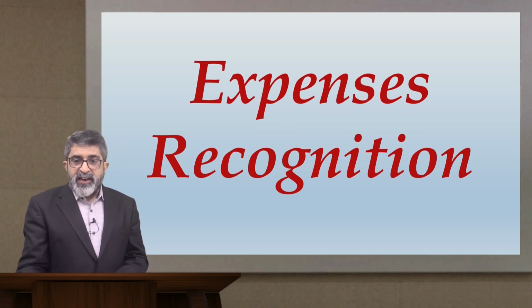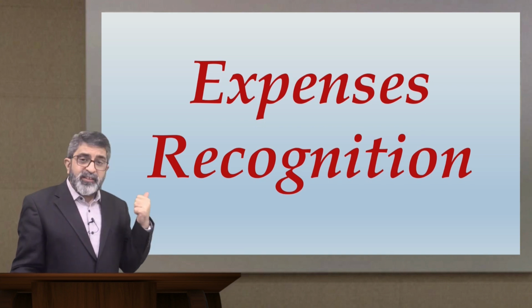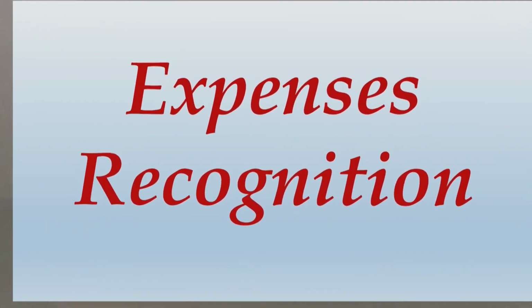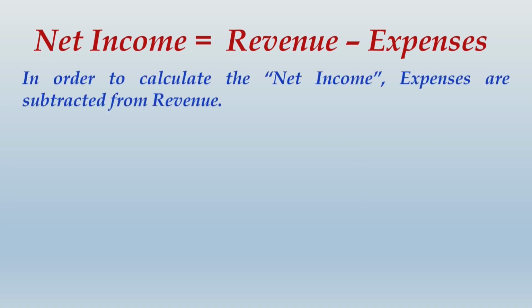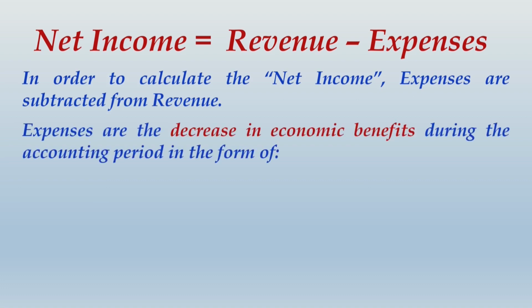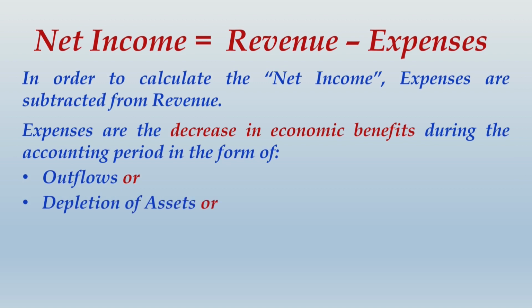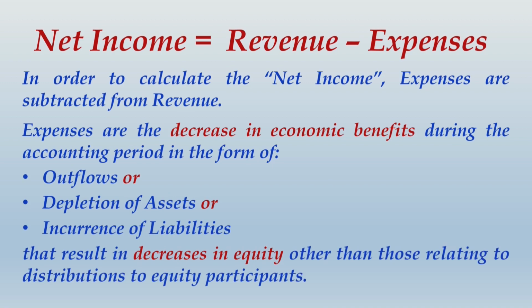Let us do one thing. Let us write up some notes, and I'm sure you have written the heading, expense recognition, and under this heading let us write some notes. Net income equals revenue minus expenses. We have already talked about this. In order to calculate the net income, expenses are subtracted from revenue. Expenses are the decreases in economic benefits during the accounting period in the form of outflows or depletion of assets or incurrence of liabilities that result in decreases in equity, other than those relating to distributions to equity participants.